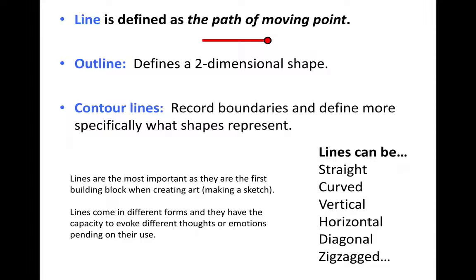So if you're going to create a painting or a sculpture, the first thing you need to do is create a sketch so that you have a basic, simple idea of what it is you're going to create, that idea of putting it down on paper. And so that sketch is made up of all these linear lines. Now, these lines do come in different forms. They can evoke different thoughts and emotions, and that's all dependent on how they're used. But as you can see up to the right, lines can be straight, curved, vertical, horizontal, diagonal, or even zigzag.